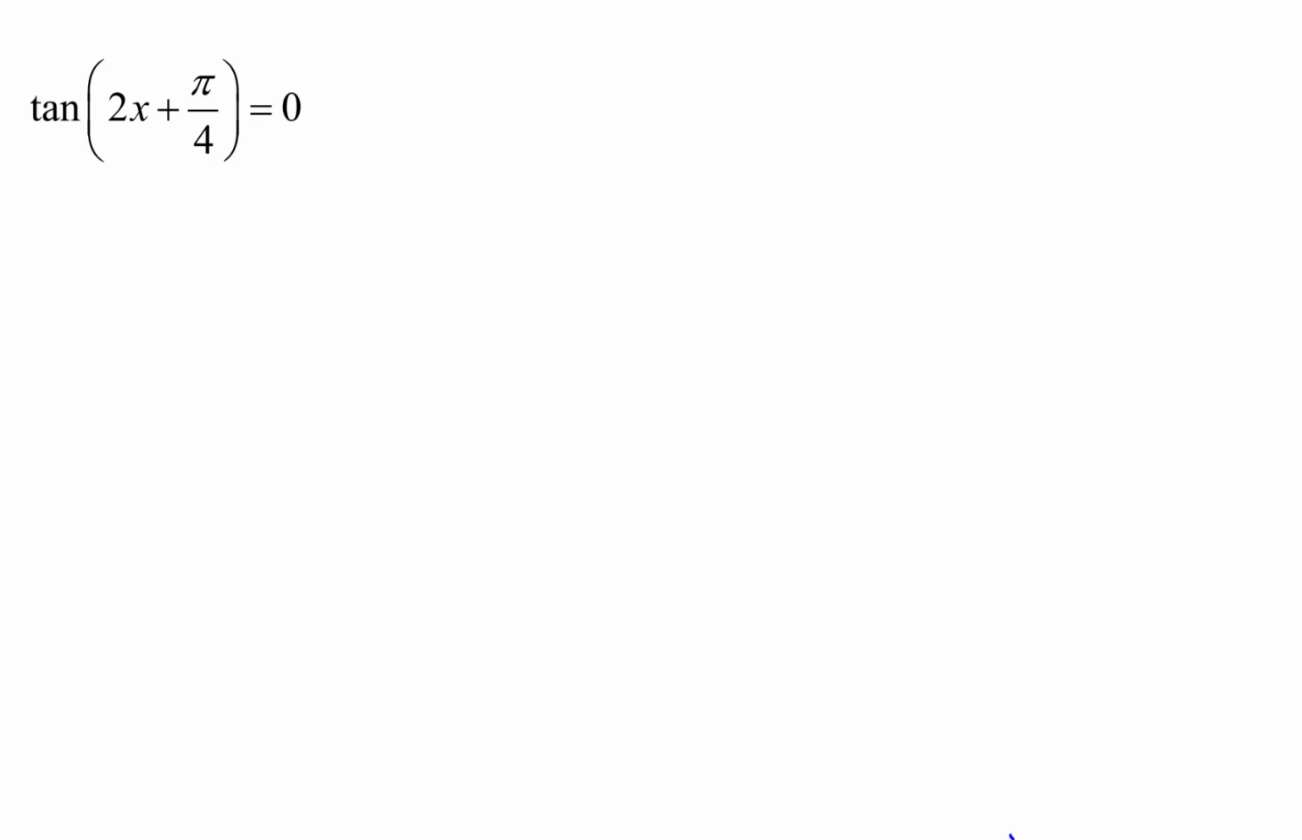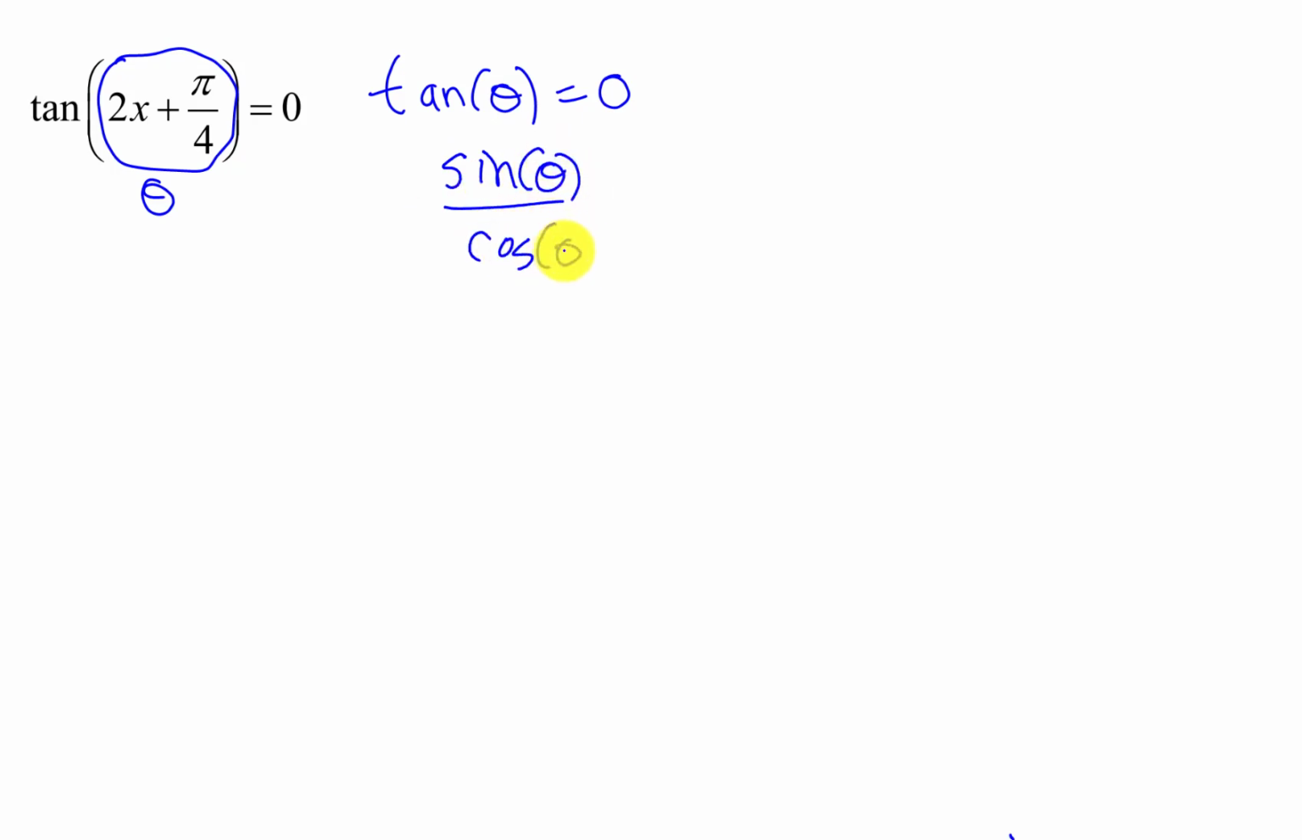Here we have tangent of the quantity 2x plus pi over 4 equals 0. So let's just take this stuff in the parentheses for a minute and call it theta. So let's think about tangent theta equals 0. Where is the tangent 0? We know tangent is sine over cosine, so this would be when the sine is 0. We know that's going to be at 0 and pi and 2 pi and multiples of pi.